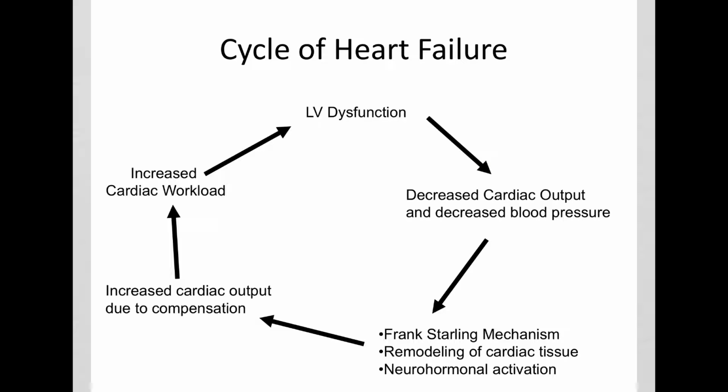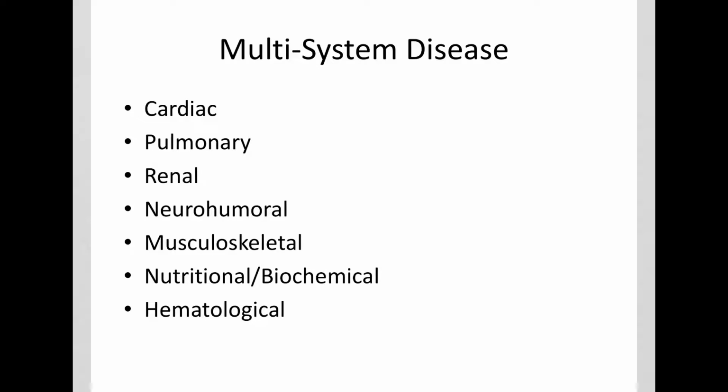And this is the cycle you might get into. You have dysfunction, and then it leads to decreased output. The compensations take place. Cardiac output goes up, but then the workload goes up, and it leads to further dysfunctions, which then continues the cycle as we go. Just to mention all these other systems that can be involved, from the heart, the lungs, renal system, musculoskeletal.